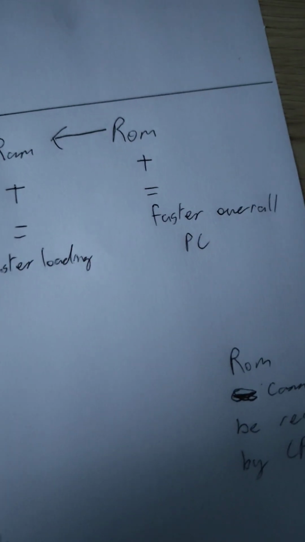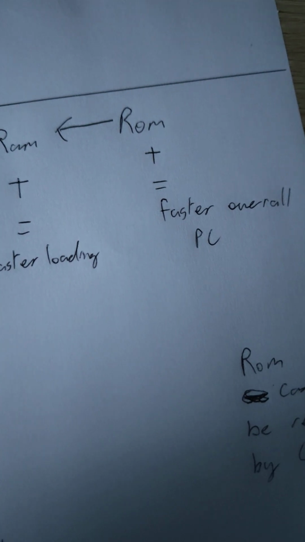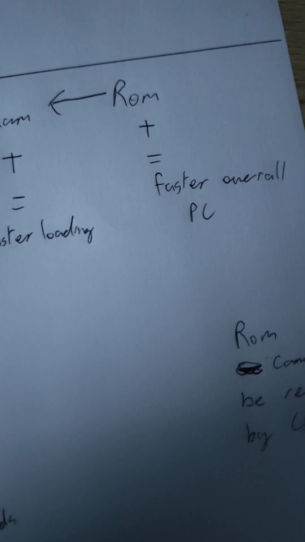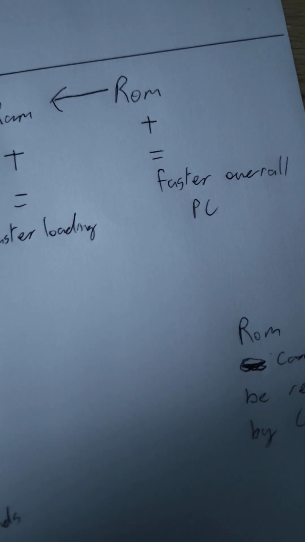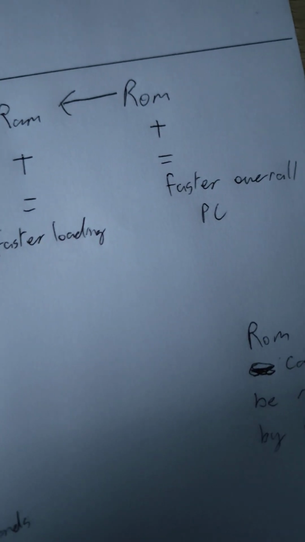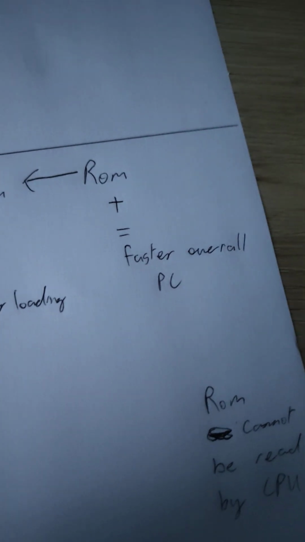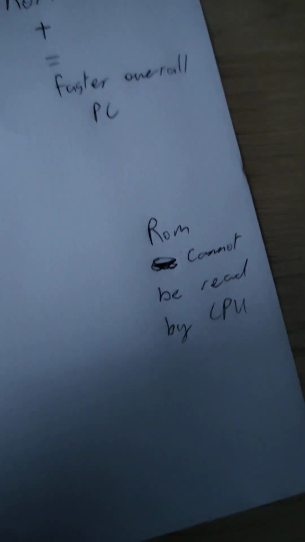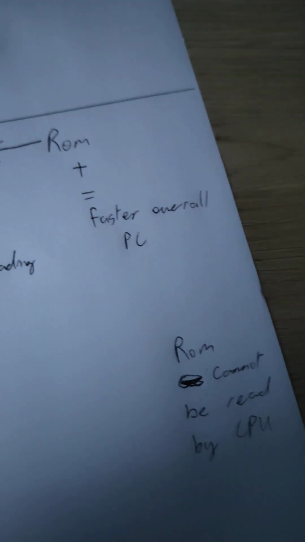It's usually the data that's needed to start up your PC, to do basic things like going into settings and stuff. That's what's on the ROM, and it stays there forever. You can't delete it and all that. It cannot be read by the CPU.